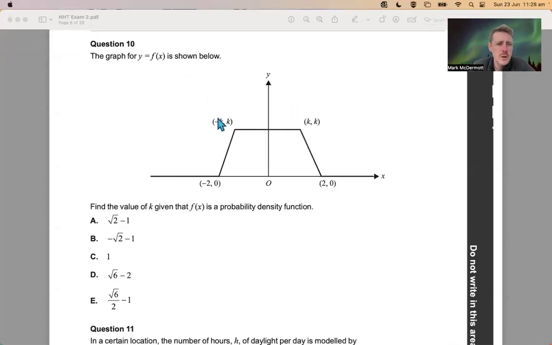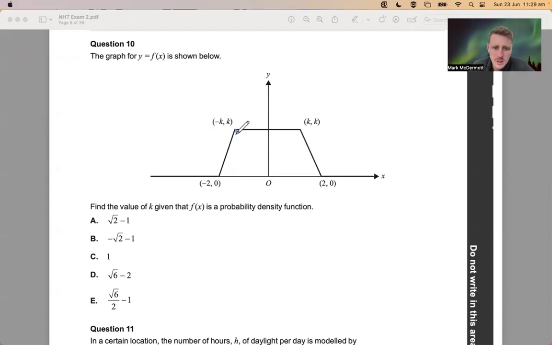Okay, question 10. The graph of y equals f of x is shown below. Find the value of k given that f of x is a probability density function. Probability density function means that the area under the curve is equal to 1. So what we need to do is find the area of this in terms of k, let it equal 1, and then solve for k.